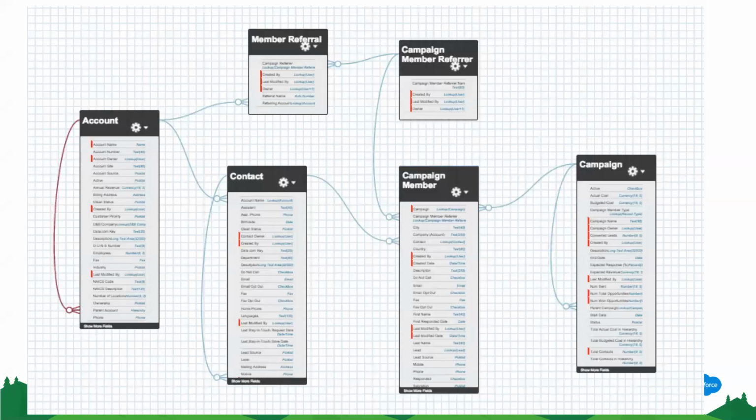If you look at the campaign data structure, you have the campaign record, and you can connect it with the campaign member, and the campaign member will be the contact. The contact will be associated with the account. We also have something special called member referral. If anyone is referring anyone, or referring the campaign, we can create a special relationship between those objects.